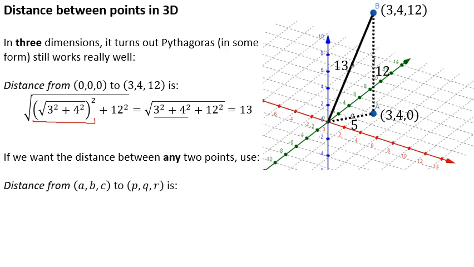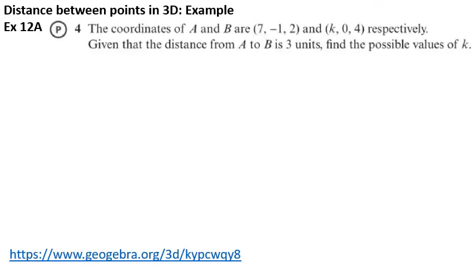Let's look at any 2 points. It's just the difference between the x coordinates, the difference between the y's, the difference between the z's. Square them, add all the things together, square root, and you've got your distance. Next, we'll try an example of this.